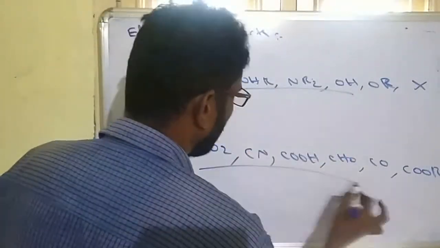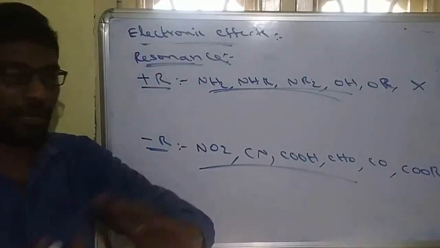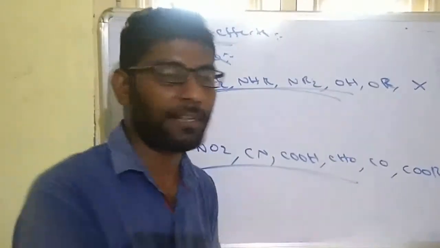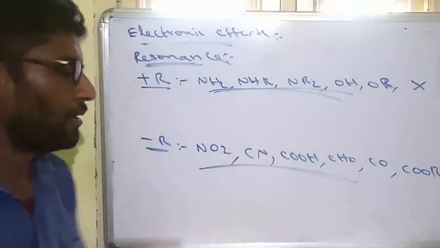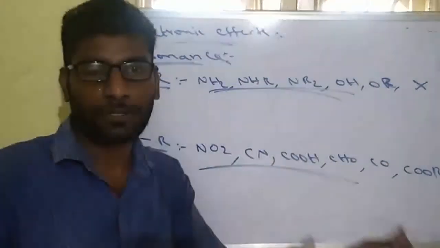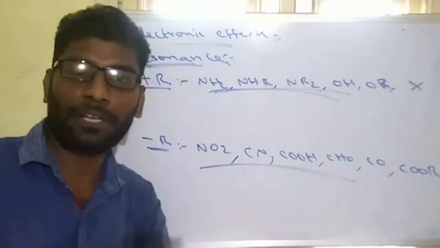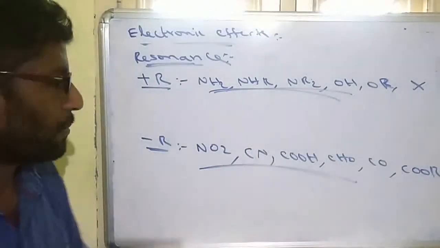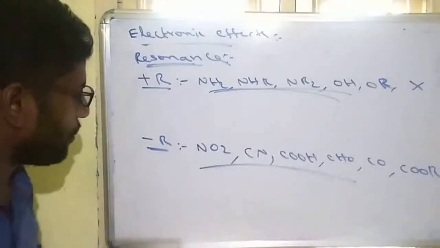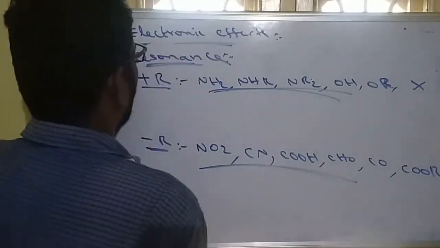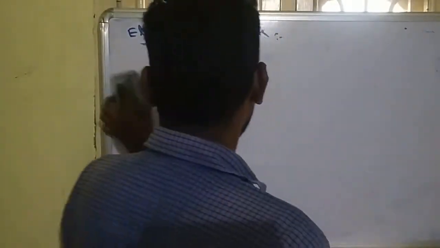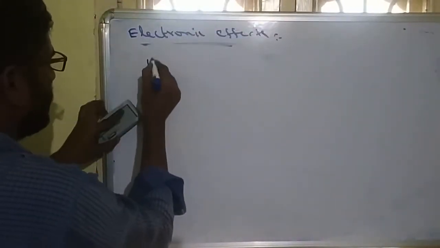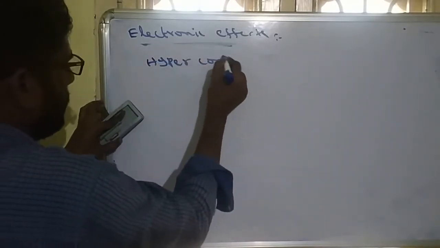These groups are important. Why? Because in all organic chemistry chapters, wherever the haloalkane chapter, alcohol chapter, aldehyde chapter, ketone chapter, amine chapter are there, all these groups are present on benzene. So based on that group, we have to identify whether it is positive resonance or negative resonance. These are plus R, these are minus R groups. Most important, practice this. So this is about resonance. Similarly, the next one is hyperconjugation.